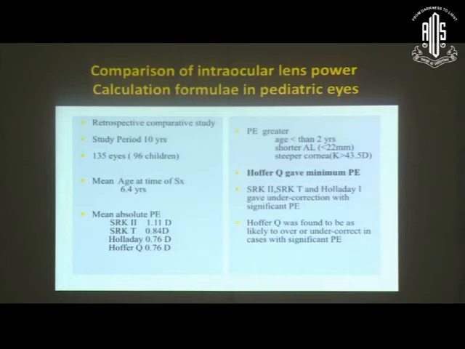But significantly, they found that prediction error was higher in age less than 2 years, in shorter axial length and steeper corneas, that is, in short, very small children, less than 2 years, less than 1 year, less than 6 months, like Dr. Coker mentioned. But this was the only study which showed that Hofer-Q gave minimal prediction error, and Hofer-Q was found to be less likely to undercorrect in pediatric eyes.